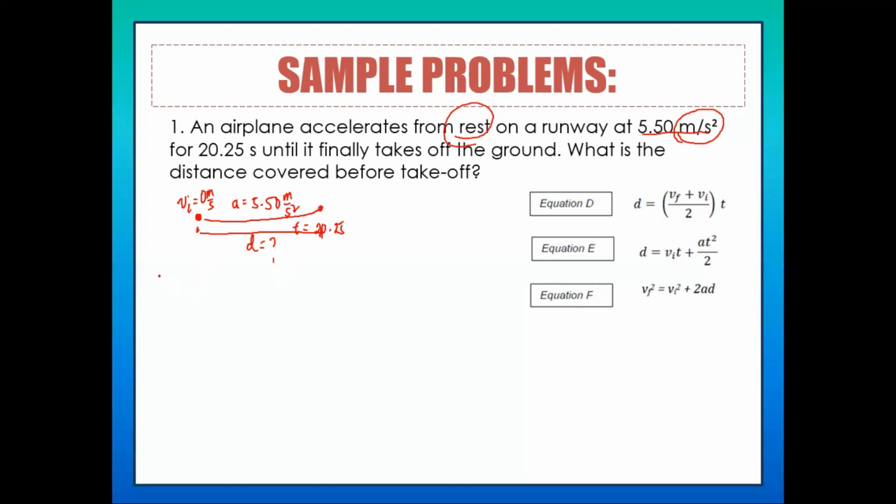Okay? So, GRESA method, G for the given. So, let's just write our givens. We have initial velocity. Even if it is not stated in the problem, we have to analyze it. Sometimes words provide values, right? As added givens. Okay? Rest means nothing happens. So, therefore, initial velocity is 0. V sub i is equal to 0 meters per second. The acceleration is still our given, 5.50 meters per second squared.